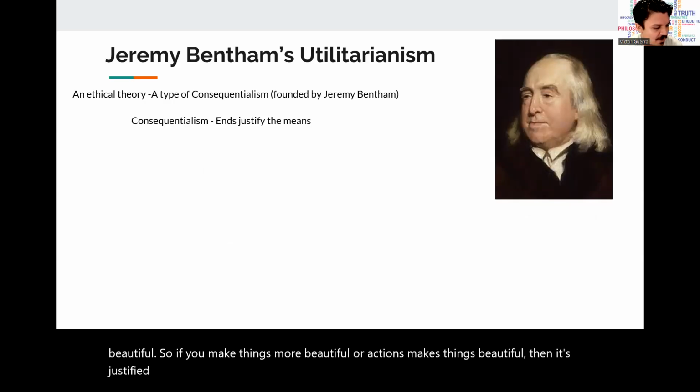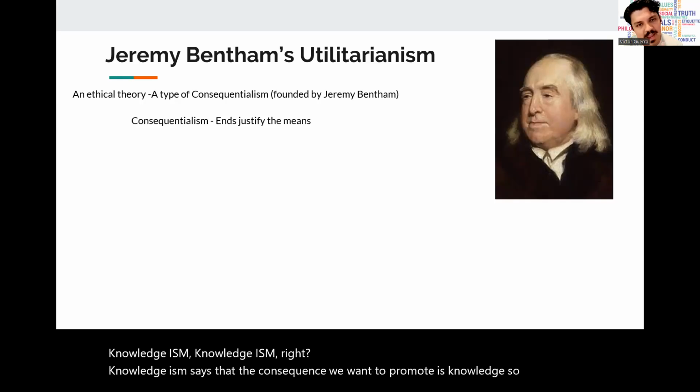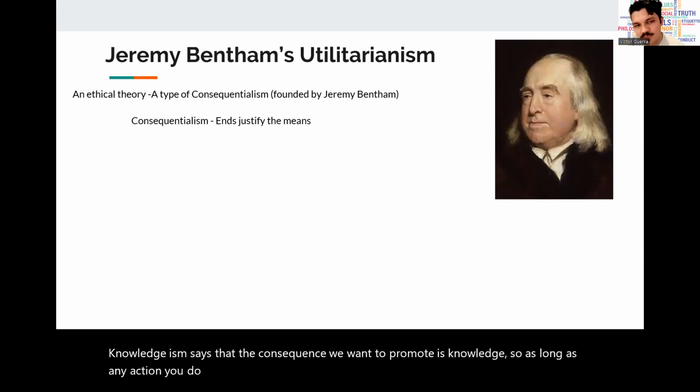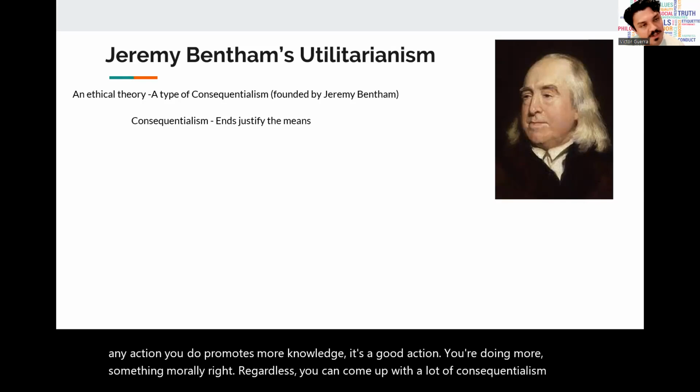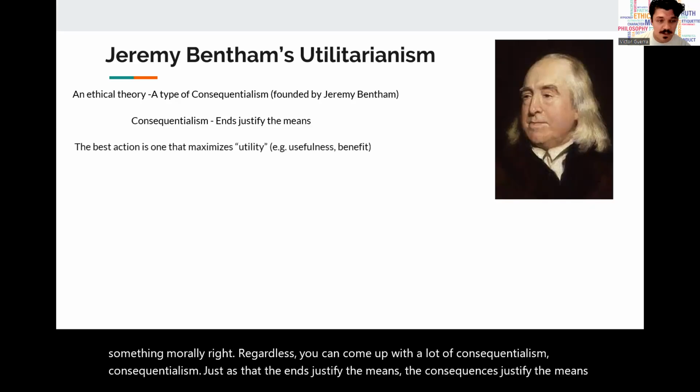I can come up with another consequentialism. Knowledgeism says that the consequence we want to promote is knowledge. So as long as any action you do promotes more knowledge, it's a good action. You're doing something morally right. Regardless, you can come up with a lot of consequentialisms. Consequentialism just says that the ends justify the means. The consequences justify the means, whatever the consequence might be.